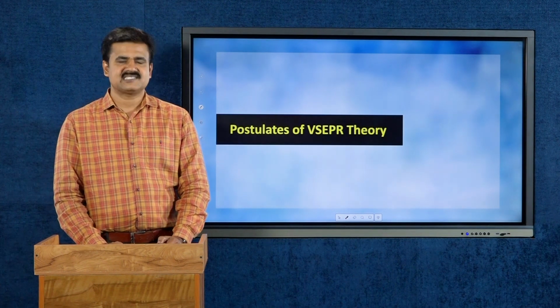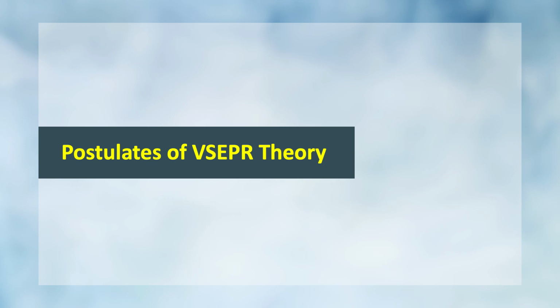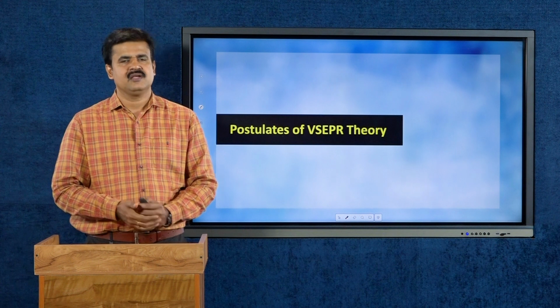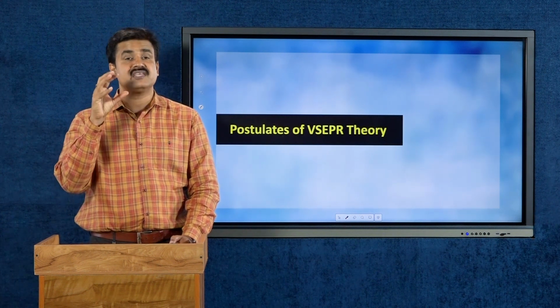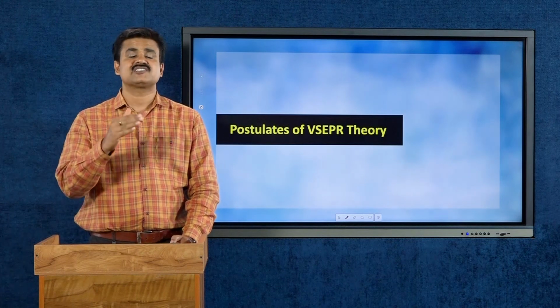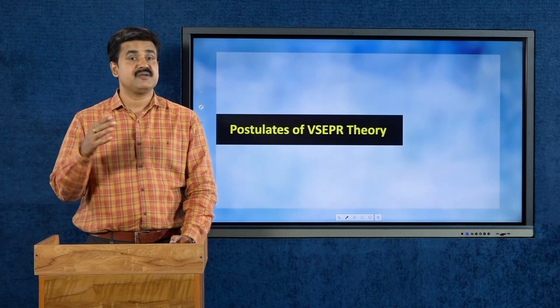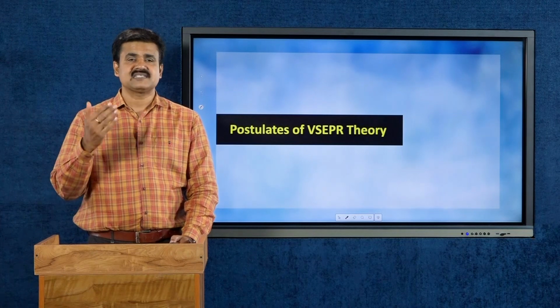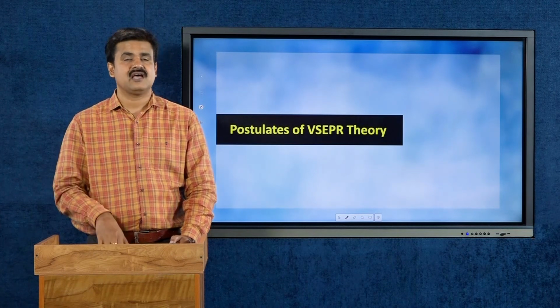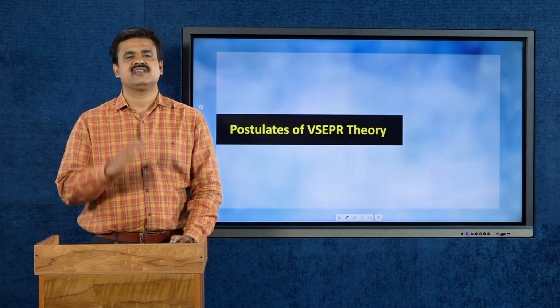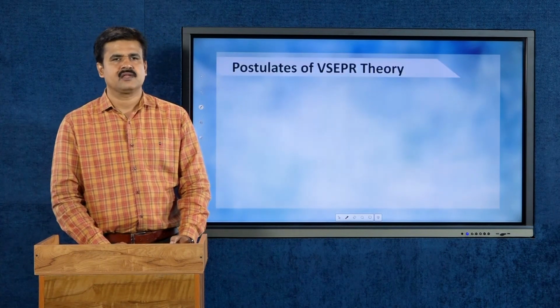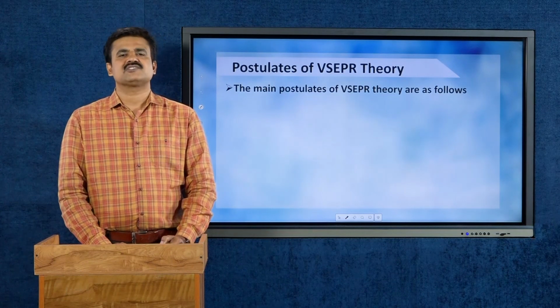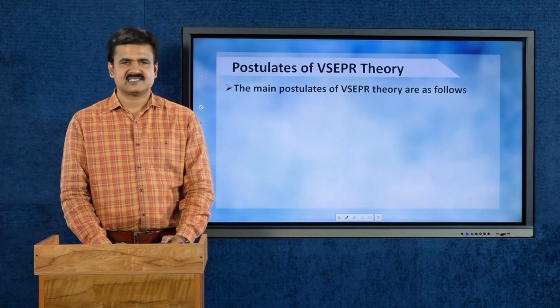Now we are discussing the postulates of valence shell electron pair repulsion theory. You have to keep the core concept that the VSEPR theory gives emphasis to repulsion between electron pairs, that may be lone pair or bond pair, present in the valence shell of the central atom. And now we can have various postulates of the VSEPR theory. The main postulates of VSEPR theory can be discussed as follows.